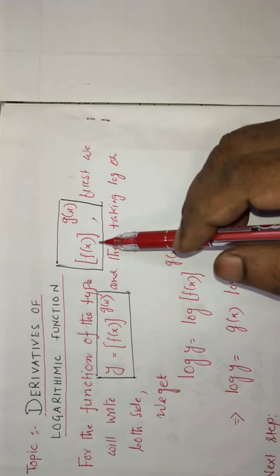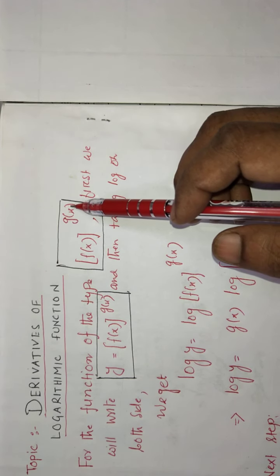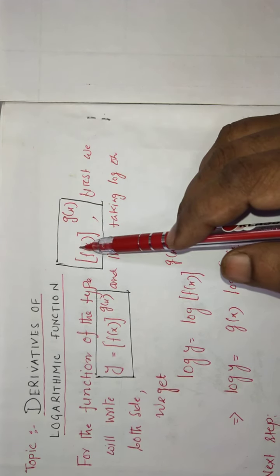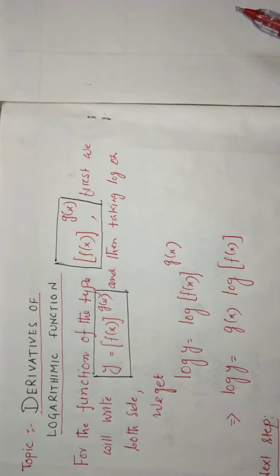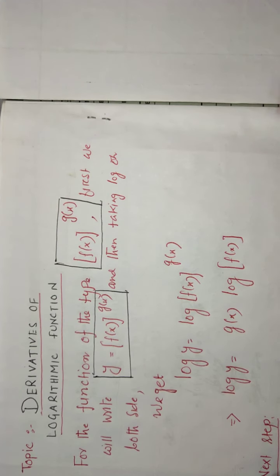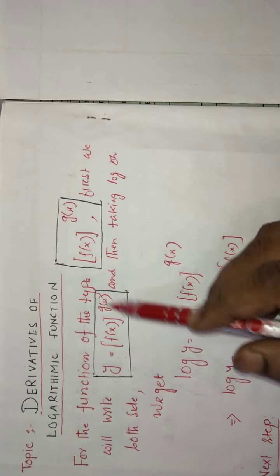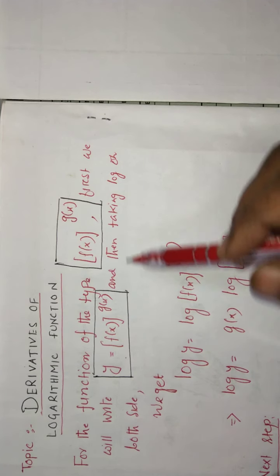Suppose a function of the type f(x) to the power g(x). f(x) is a function of x and g(x) is also a function of x. If such types of functions are available, what is your first step? Your first step is to write y equal to this particular function.